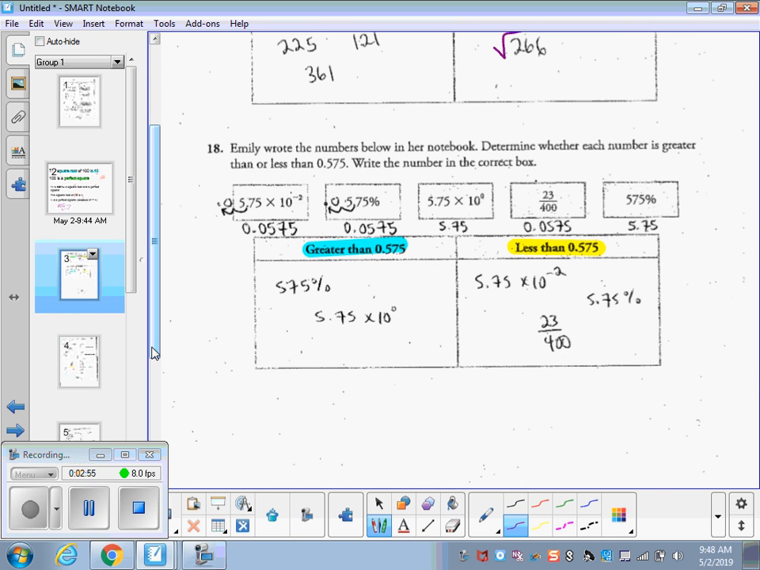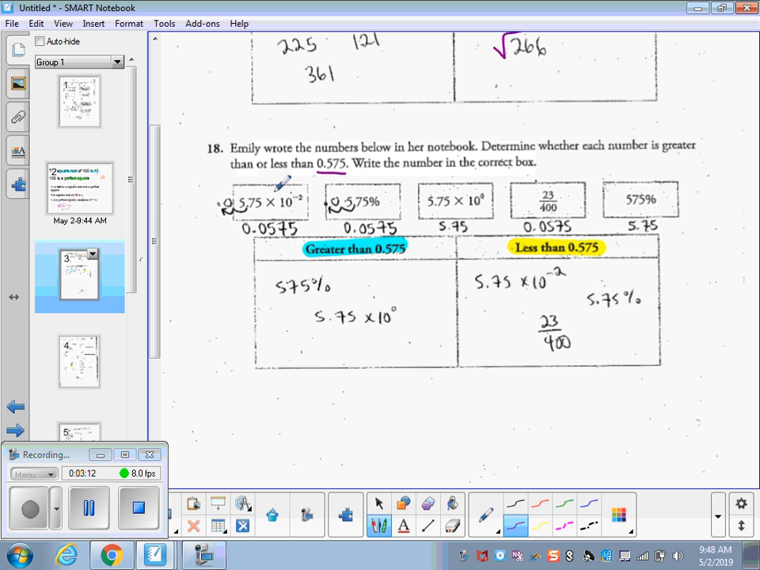So I'm going to walk you guys through number 18 real quick. It has Emily wrote the numbers below in her notebook, and we want to determine whether or not each number is greater than the value of 0.575, or is it going to be less than that value?